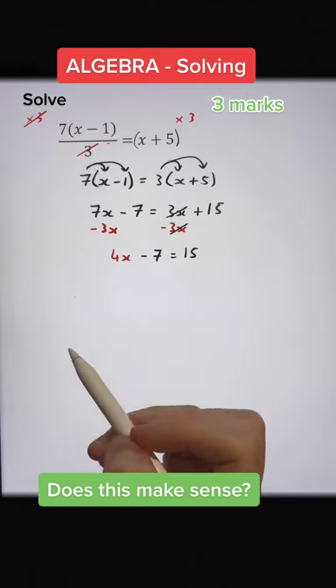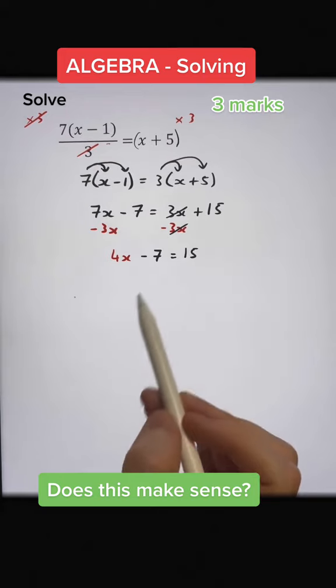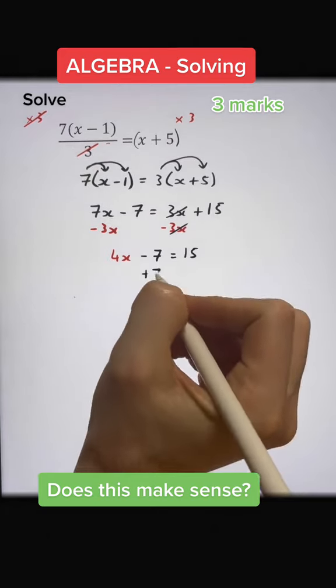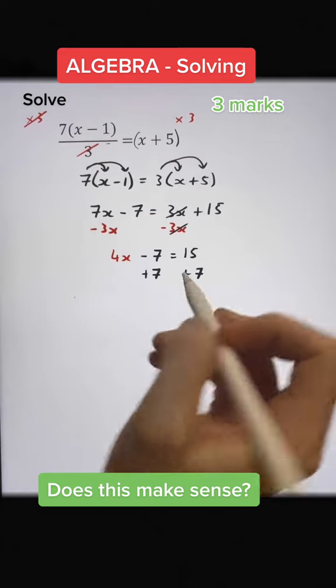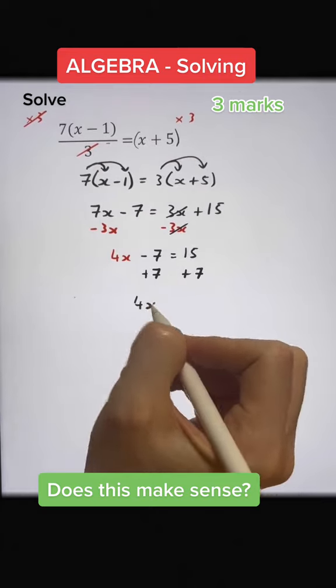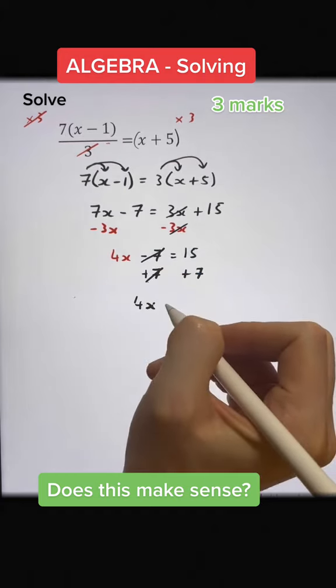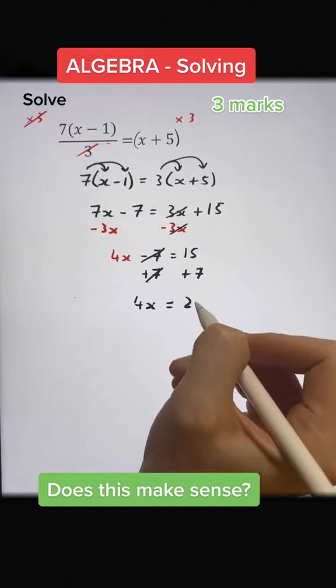As I've now got the x terms on the left, and the number terms on the right, the opposite of minus 7 is to add 7 to both sides. Therefore on the left-hand side I'm left with just the 4x, because I know that negative 7 add 7 will cancel, and on the right-hand side 15 add 7 will give us 22.